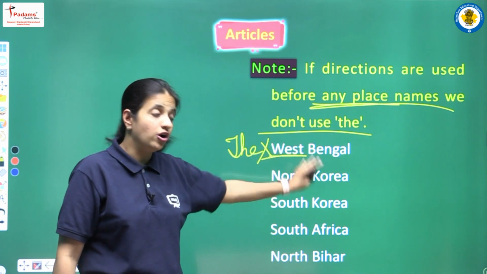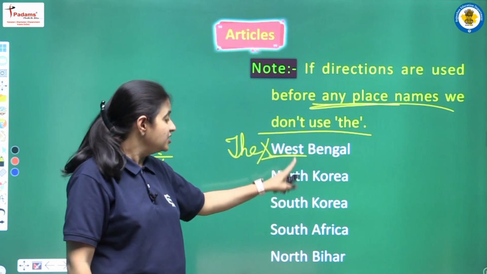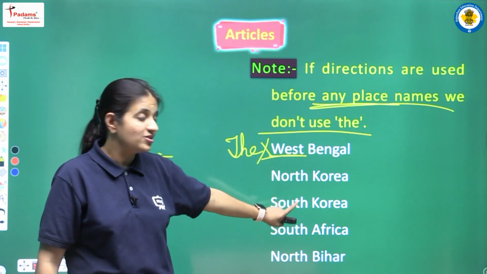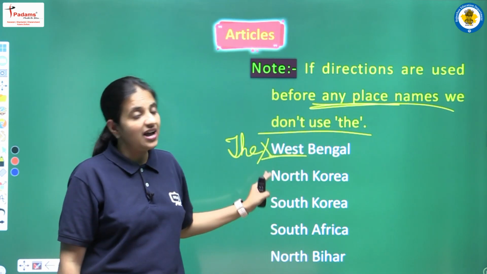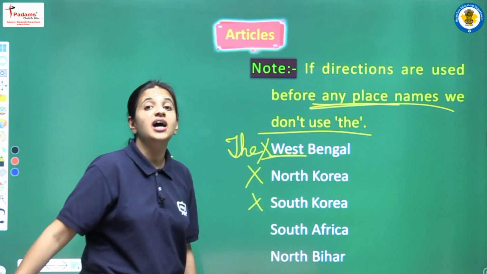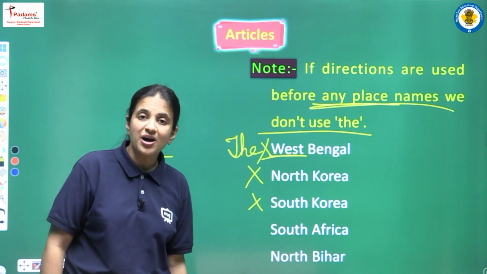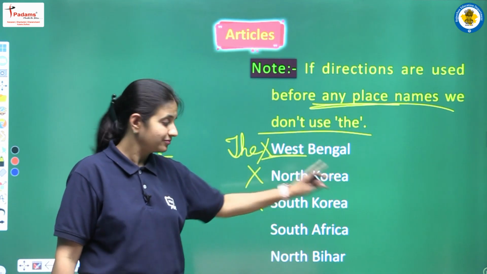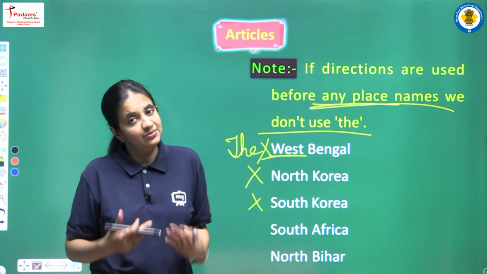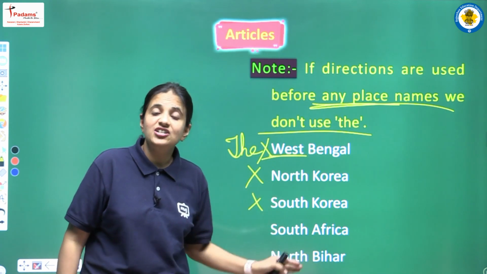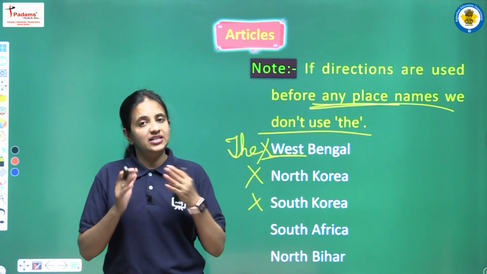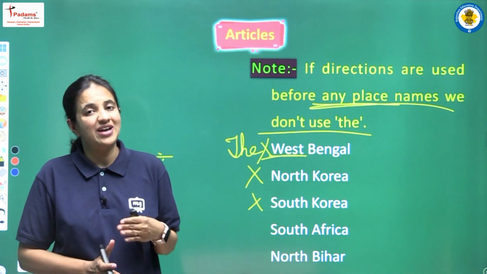Similarly, we are having North Korea, we are having South Korea. So yes, North and South, they are the directions names, but here they are associated with these places. Here we are having North Korea and South Korea, and this is the reason we cannot use the article, but we have to put a cross mark before these place names. Next we are having South Africa, or we can say North Bihar. Similarly, these all are the directions names, but here these are associated with the places. So this is the important point that you have to be very careful.